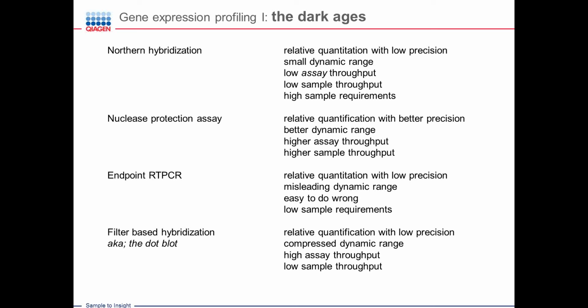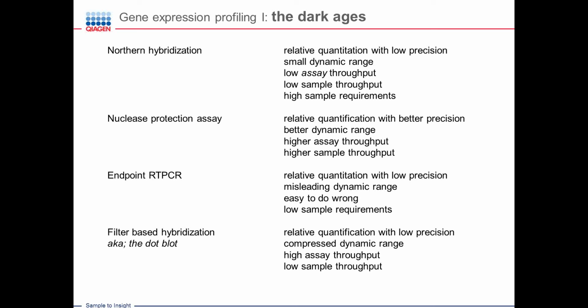Assay throughput was rather low. We had one probe per membrane. Sample throughput was relatively low. We had maybe up to a dozen samples on a northern blot, and sample requirements were very high. So typically in a northern blot, you'd have your 12 samples, and you would be running from maybe 10 to 20 micrograms of total RNA, or you poly-A select it and run a microgram of poly-A RNA on a northern blot per sample to be able to detect a typical mRNA.